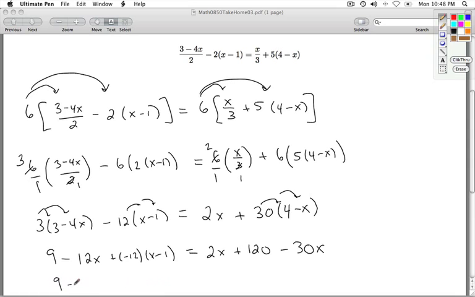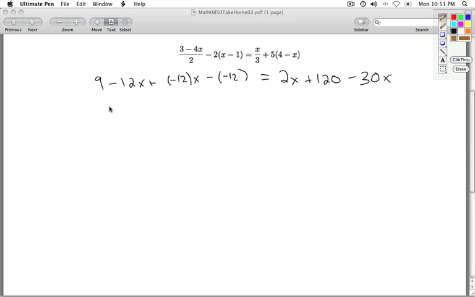And so I'm going to get 9 minus 12x plus negative 12x minus negative 12 when I multiply that through. And this is equal to 2x plus 120 minus 30x. You notice we need to gather like terms on both sides. We've got x's on both sides. Eventually we're going to have to get all the x's on one side and all the constants on the other. So here's that equation. Let's start combining the like terms.